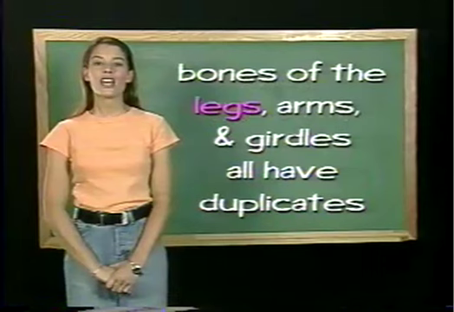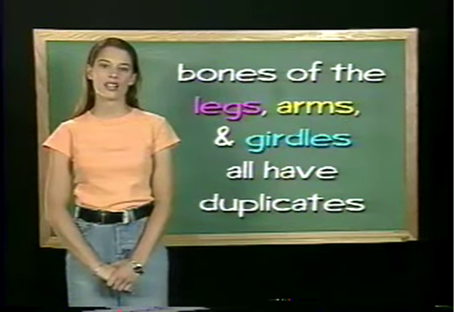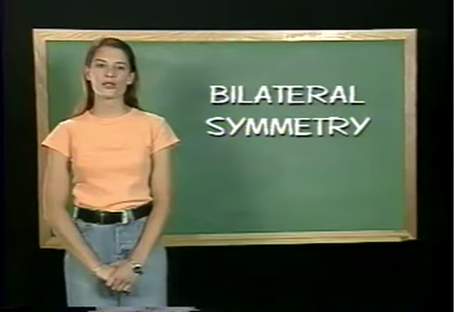The bones of the legs, arms, girdles all have duplicates on the other side of the body. This is known as bilateral symmetry.